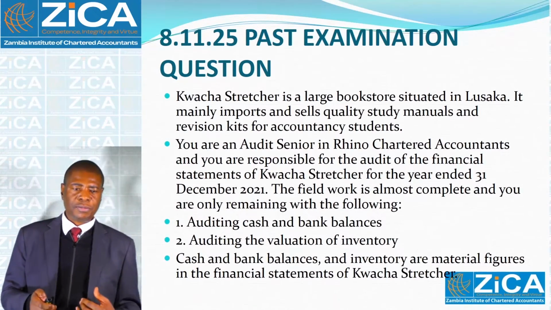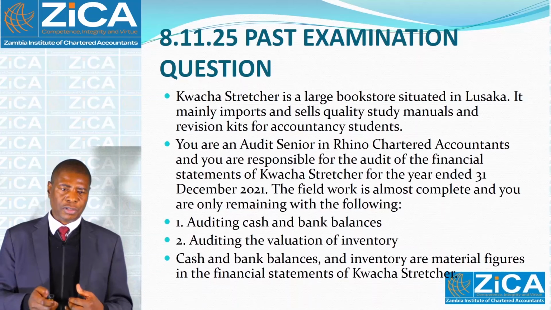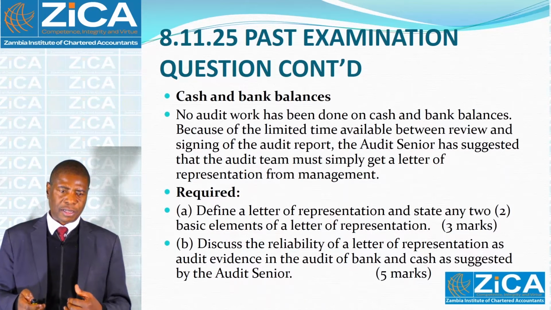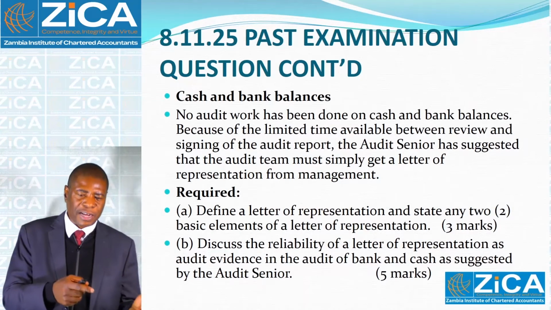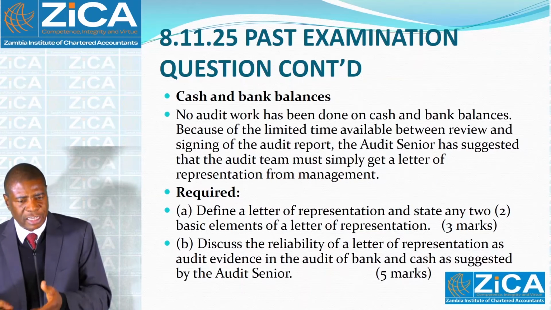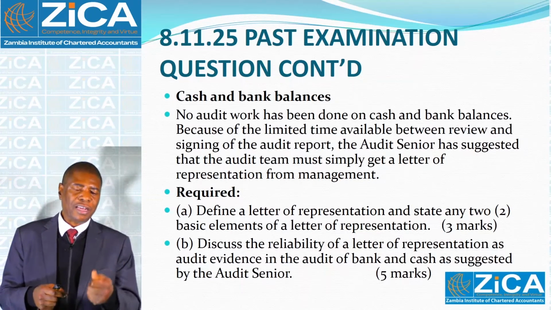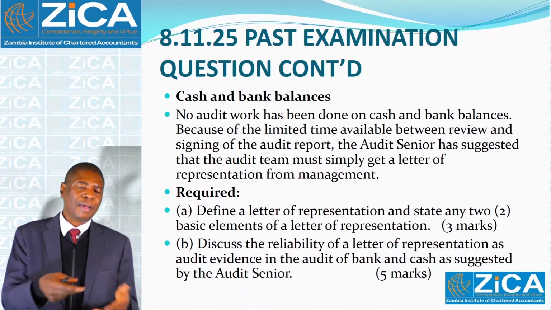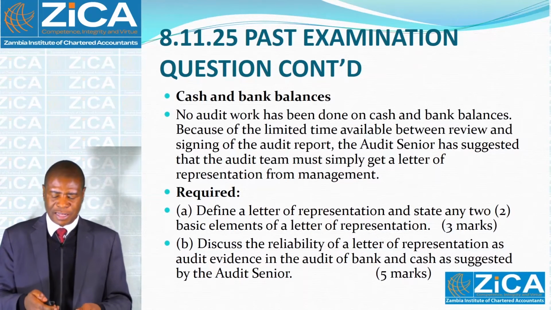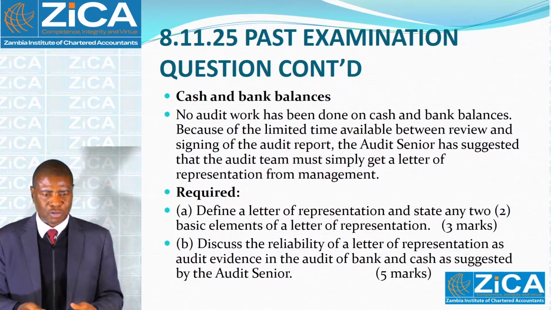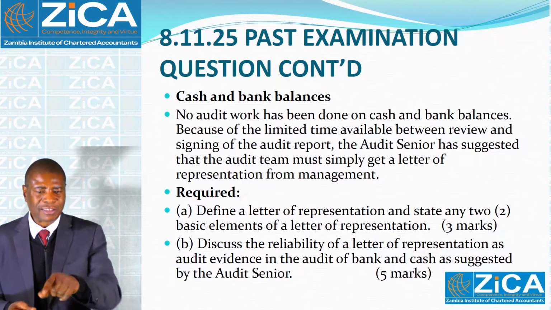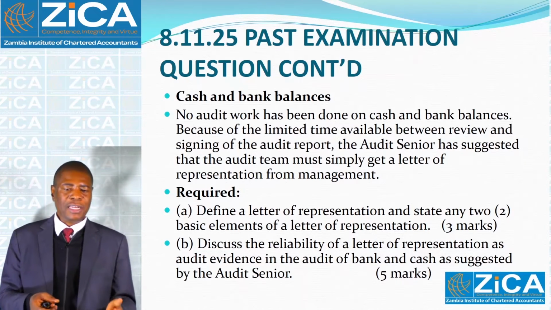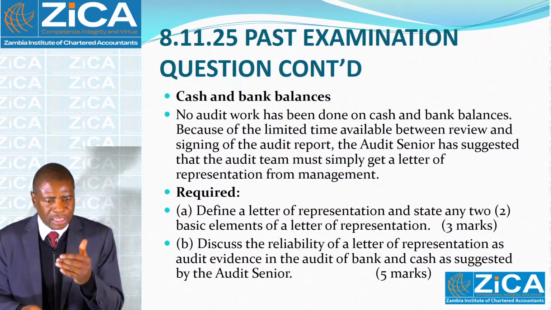There was a question, okay, which also is very important, on define a letter of representation. We've talked about ISA 580. It's only 3 marks. And you put 2 basic elements. So again, it's not a very serious issue. But for passing, 3 marks can also make a difference. Then B, discuss the reliability of a letter of representation.